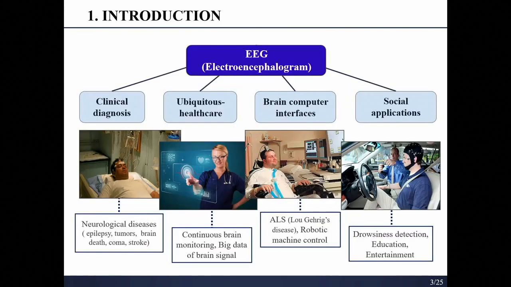As I mentioned before, the EEG signal is one of the most important biosignals of our body. In the past, the EEG signal was normally used in clinical diagnosis, but as technology developed, it has been used in many research areas such as ubiquitous healthcare, brain-computer interface, and even social applications by the general public. So this biosignal is becoming more and more popular among the general public.